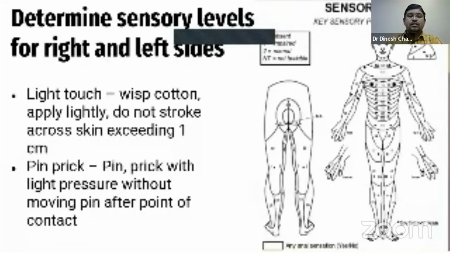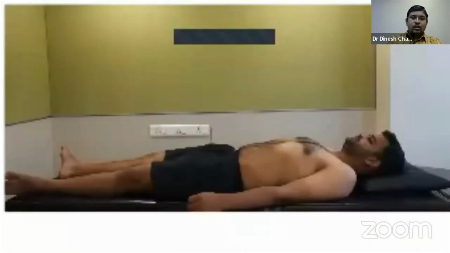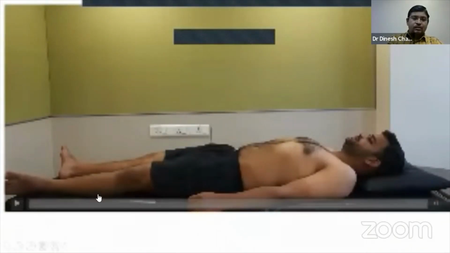In the next slide, we'll see how we check. For sensory grading, from C2 to S4, S5 level, you record light touch for the right side and left side, and pinprick for the right and left side. You grade as discussed: absent, impaired (partial or altered), or normal. These are the columns in the scale, so fill them with the appropriate grading of the patient. Now we'll see the video of the assessment, how we do a sensory assessment.